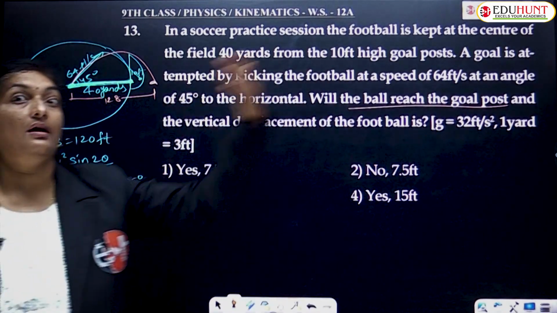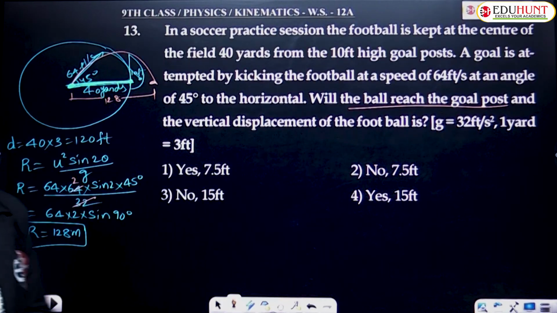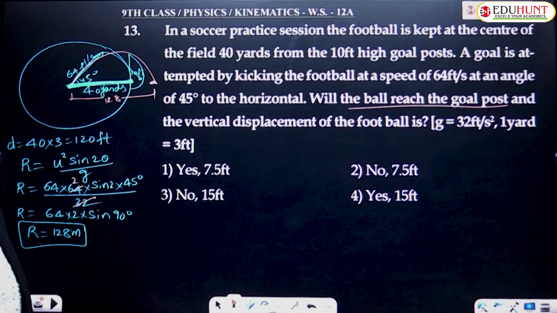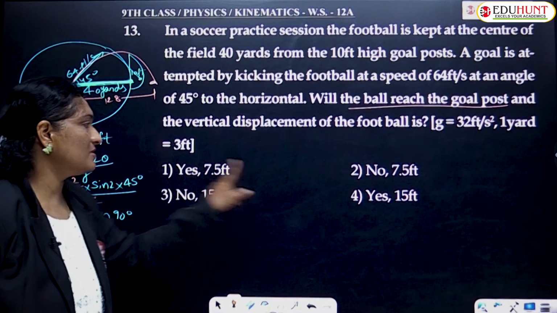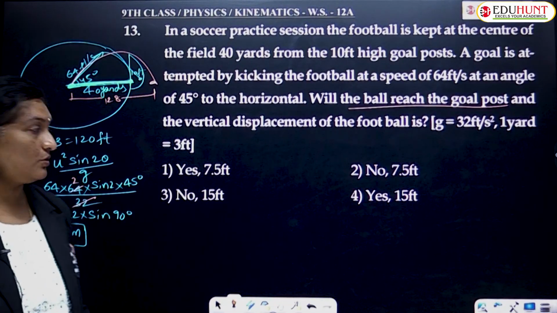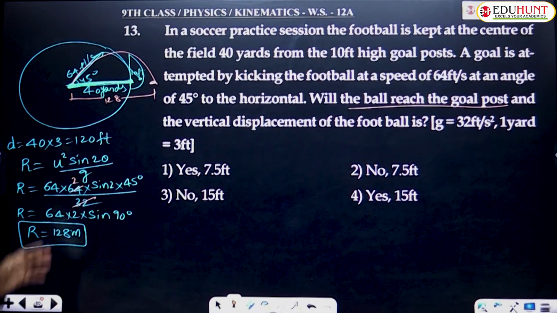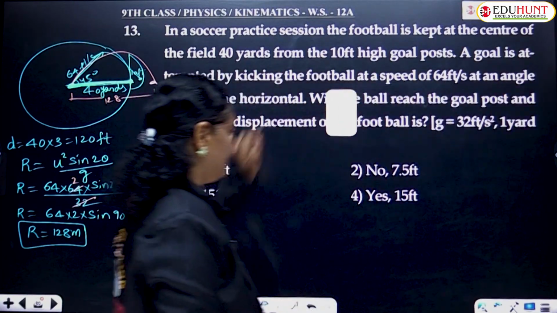If it could reach a distance of 128 meters, why would it not go for 120 meters? So definitely the ball will reach the goal point. Okay, so the answer is yes. Now let us check whether the first option or the fourth option is true. Answer is yes. Let us try to find out the vertical displacement of the football.